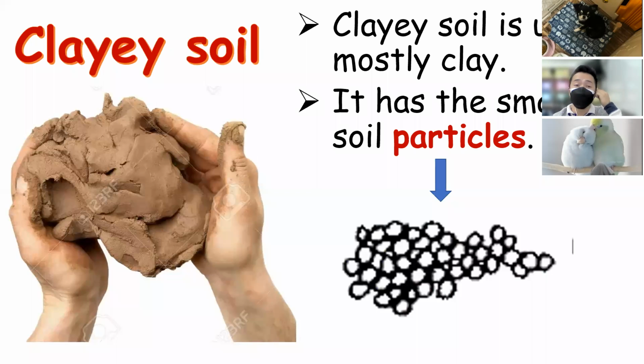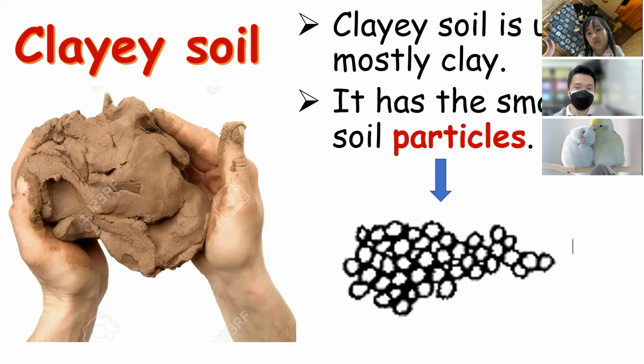Even though you put water in it, if you make a pot and then put water in the pot, the water will not get outside. The water will stay inside of the pot because clay soil has the smallest soil particles. It is totally opposite to the sandy soil, because sandy soil has the largest particles, while clay soil has the smallest particles.